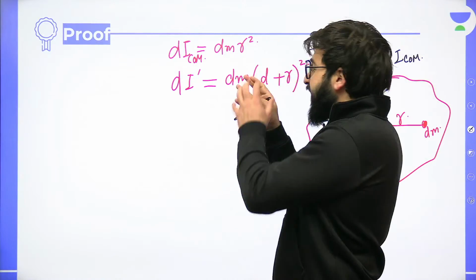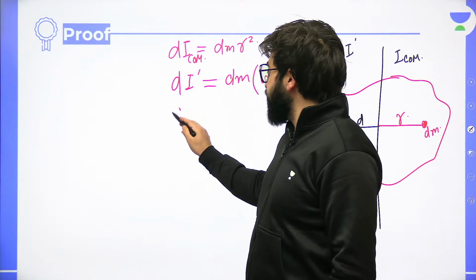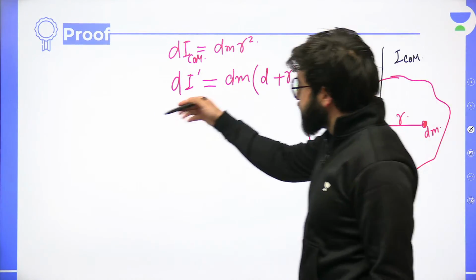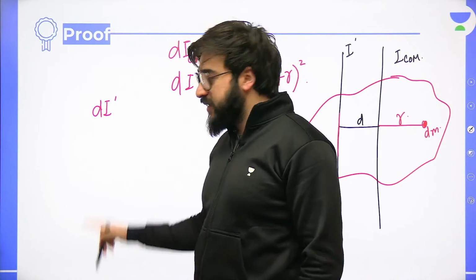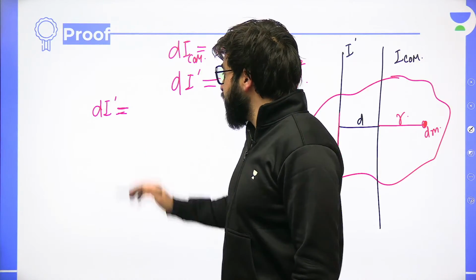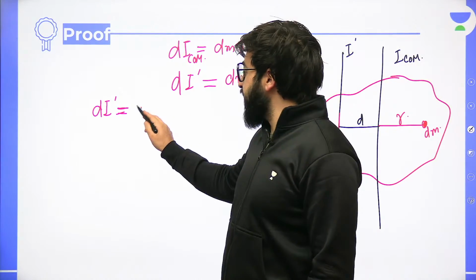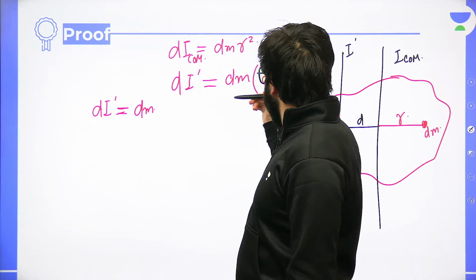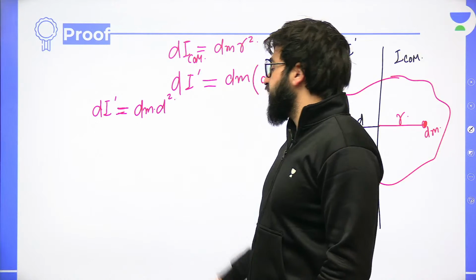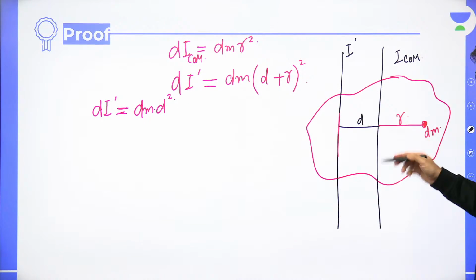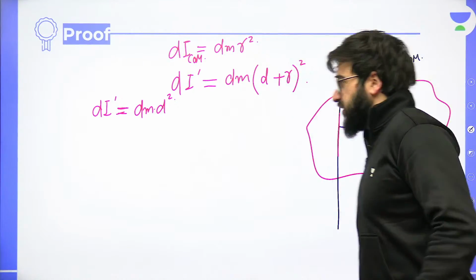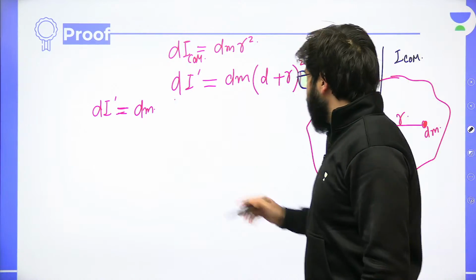Now let me expand this, I'll write it over here. This is dI dash, okay? It will be equal to dm into this d square first. Now don't call it d, as this will confuse you over here. Write it as x. Not a problem, but this is a bit confusing. So dm into this x square.